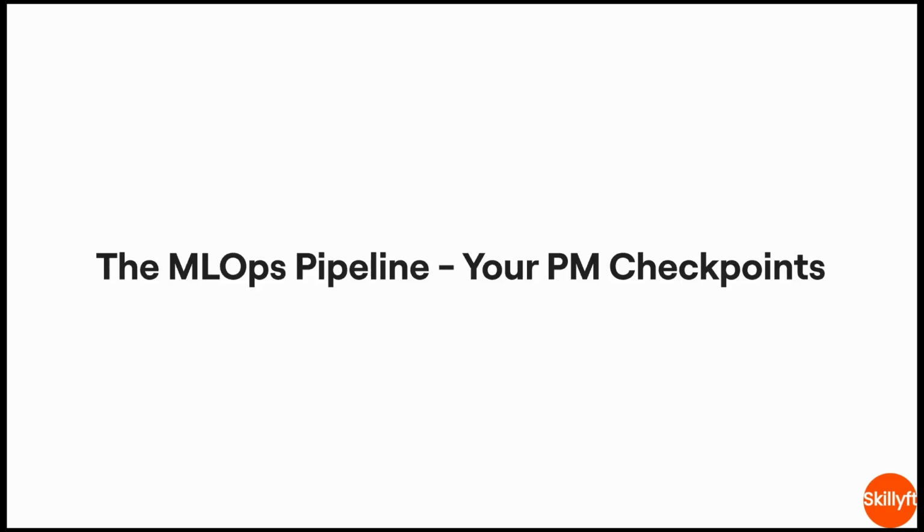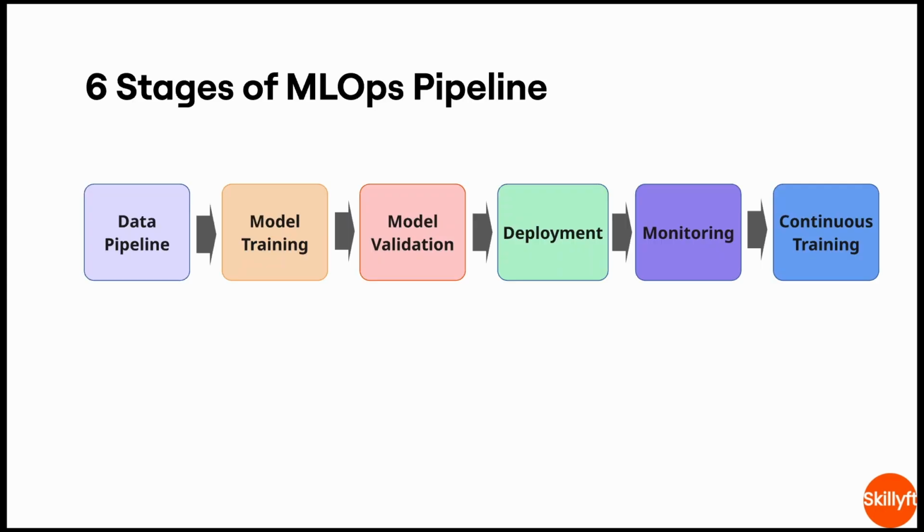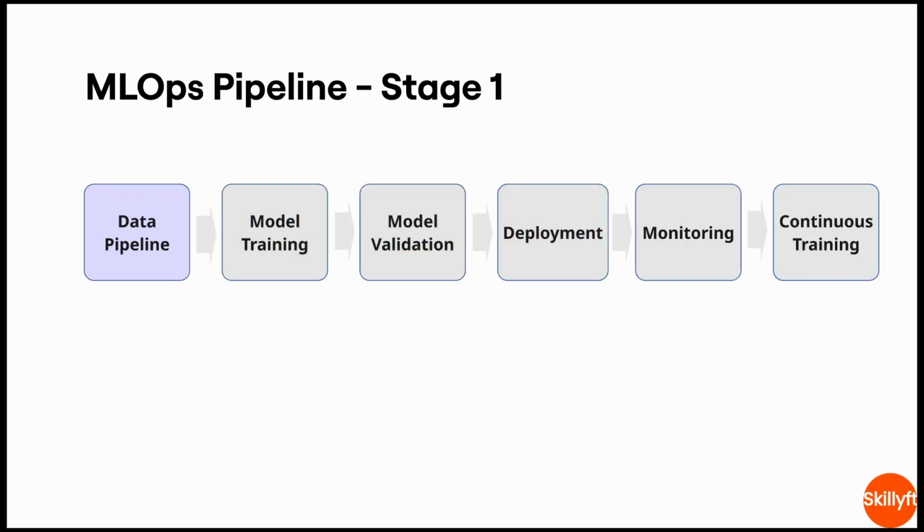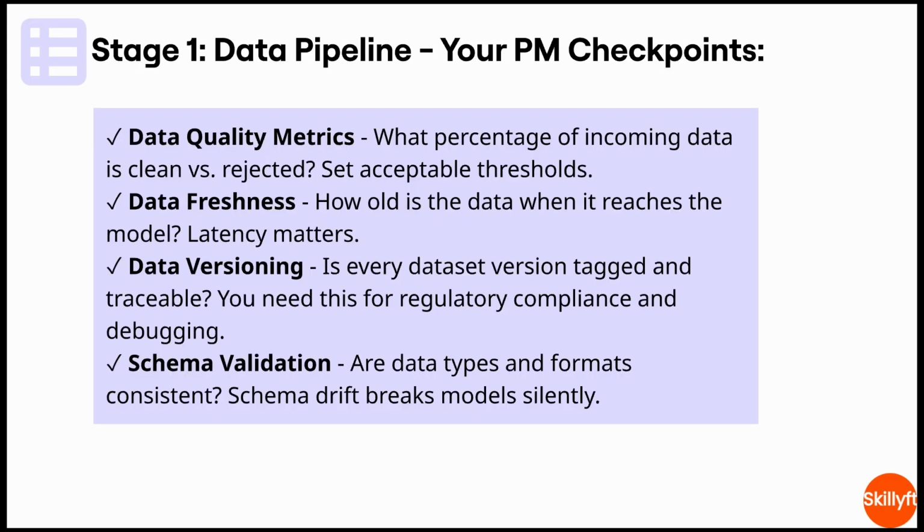The MLOps pipeline, your project management checkpoints. The MLOps pipeline has six critical stages. For each one, I'll show you what you need to monitor and what questions you need to ask your teams. Stage one, the data pipeline. This is where raw data is collected, cleaned, and prepared for model training. Stage one, the data pipeline PM checkpoints.